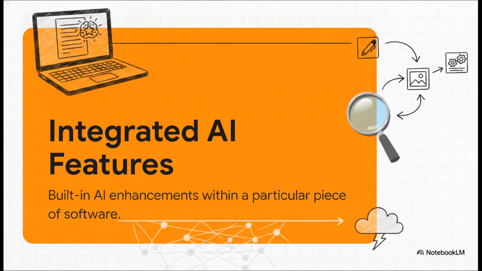Contrast that with our second category, integrated AI features. These are built-in enhancements living right inside the software you're already using every single day. For example, you could write a draft in Google Docs, copy it, and paste it into a standalone tool like ChatGPT to improve it, or you could just use the integrated Gemini for Workspace feature to tweak that text directly inside your Google Doc. The same goes for creating an image right inside Google Slides instead of jumping all the way over to Midjourney. The AI is baked right into your workflow.